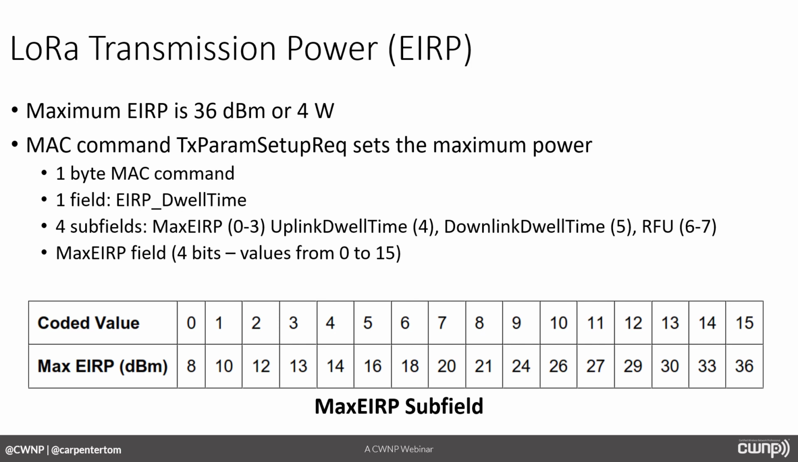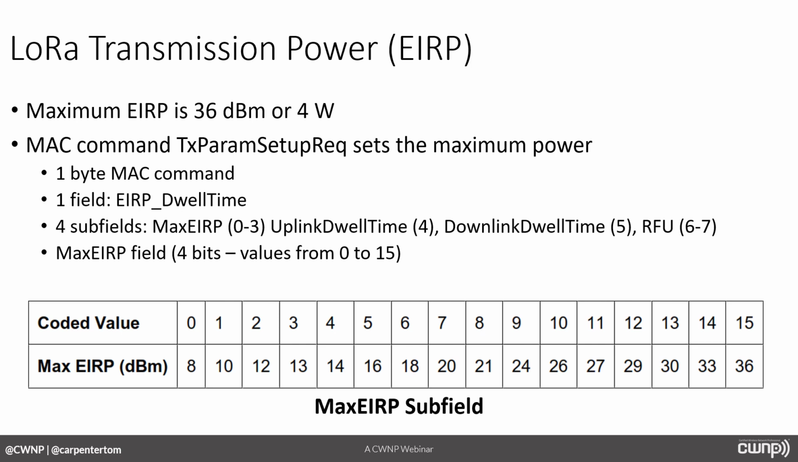So 0 translates to 8 dBm, 1 to 10, 2 to 12, 3 to 13, and so forth. That's what this translation table is telling you. So basically, the lowest EIRP is 8 dBm. The highest is 36 dBm. So that translates for you what that actually is. Now, the regulatory domain may constrain what that actual output power is going to be.